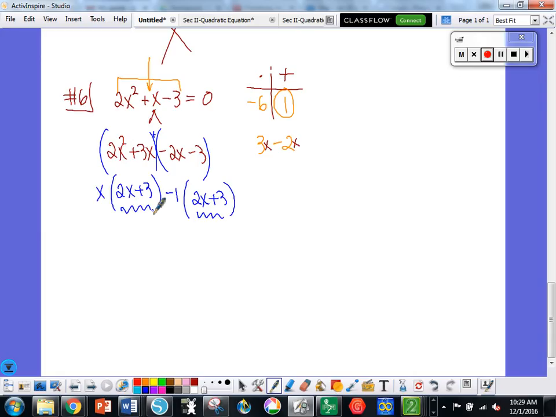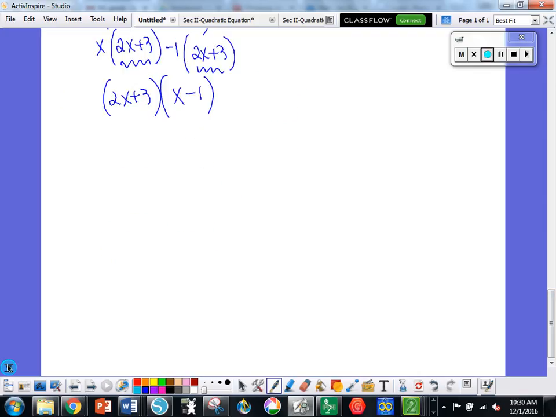Now these are kind of together. We have to separate them now, right? So they both have a 2x plus 3. We'll write it in front. I realize this is a long process. And now it's factored. Are we done? No. Well, we're done factoring. But now we have to solve it. Once we factor, what do we do next?